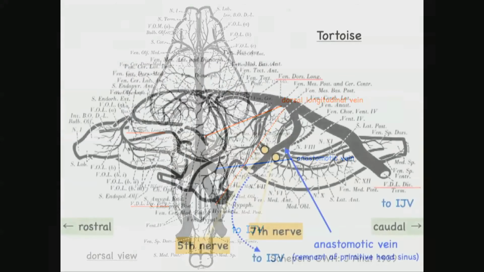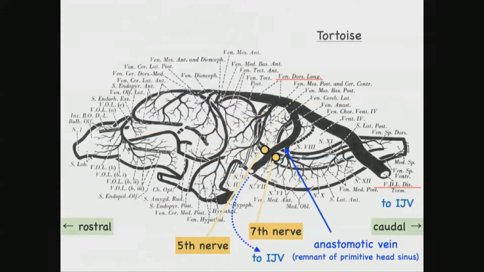This is a lateral view of the venous system of the turtles. And interestingly, this anastomotic vein runs between the 5th and 7th nerves. This is quite similar to the course of the primitive head sinus. Probably this anastomotic vein is a remnant of the primitive head sinus.